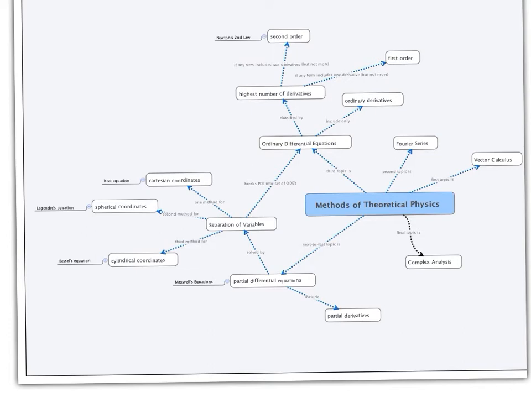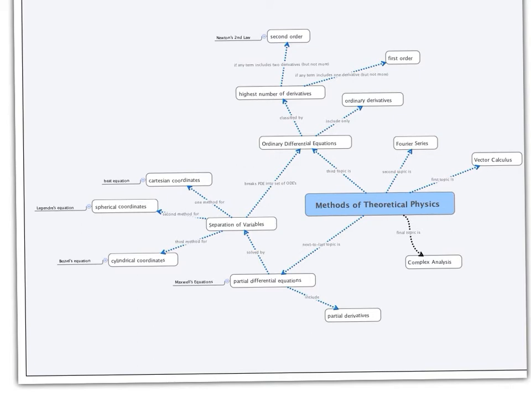Then down here we're talking about partial differential equations. I've got a little bit of information here. We've got the definition. It includes partial derivatives, I've got an example, Maxwell's equations. But what I want to stress here is that I've got a topic here, separation of variables, not necessarily a major topic of the course on its own, but it's one that's related to both partial differential equations and ordinary differential equations, in the sense that I say that partial differential equations are solved by separation of variables, which breaks them down into ordinary differential equations.